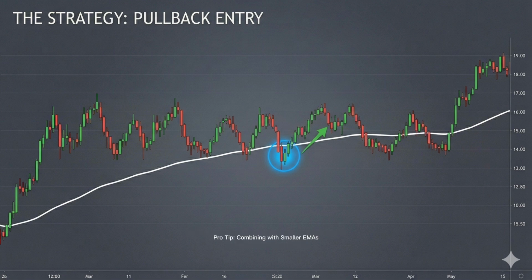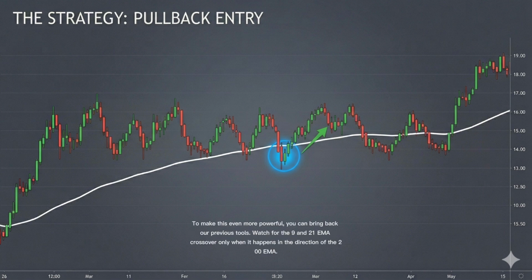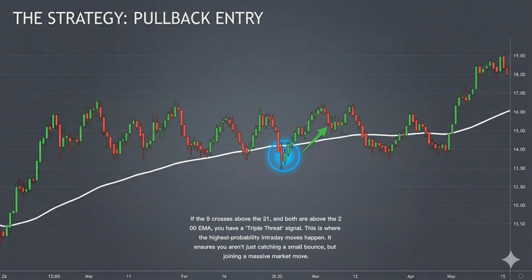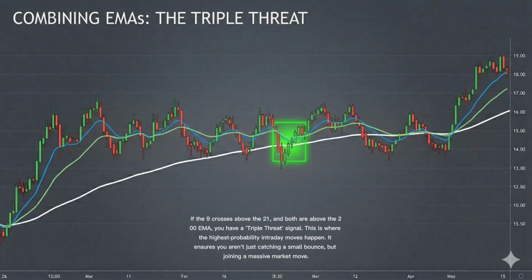Pro tip: combining with smaller EMA. To make this even more powerful, you can bring back our previous tools. Watch for the 9 and 21 EMA crossover only when it happens in the direction of the 200 EMA. If the 9 crosses above the 21, and both are above the 200 EMA, you have a triple threat signal. This is where the highest probability intraday moves happen. It ensures you aren't just catching a small bounce, but joining a massive market move.